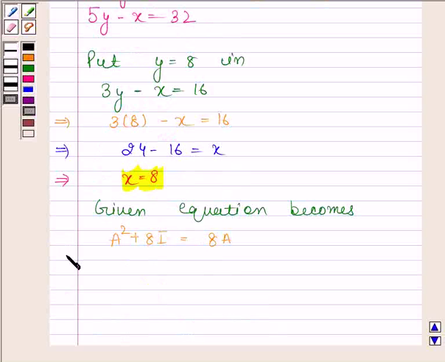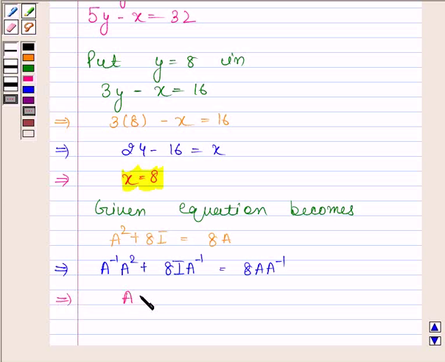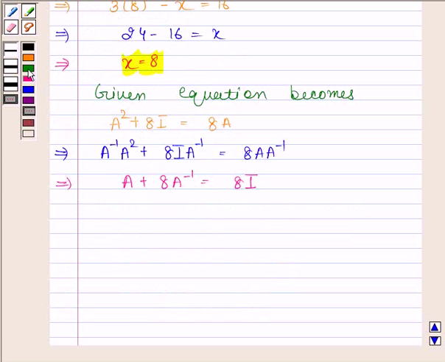Now, by multiplying both sides of this equation by A inverse, we get A inverse into A square plus 8I into A inverse equals to 8A into A inverse. This implies A plus 8A inverse is equal to 8I, as A inverse A is equal to I. This implies 8A inverse is equal to 8I minus A. This implies 8A inverse is equal to 8 into unit matrix minus A, that is given matrix.